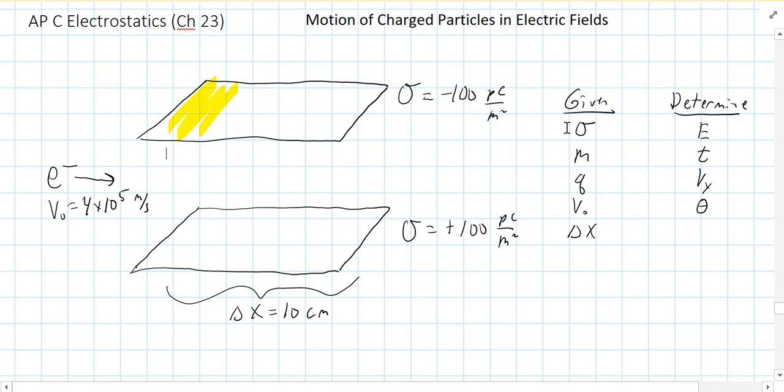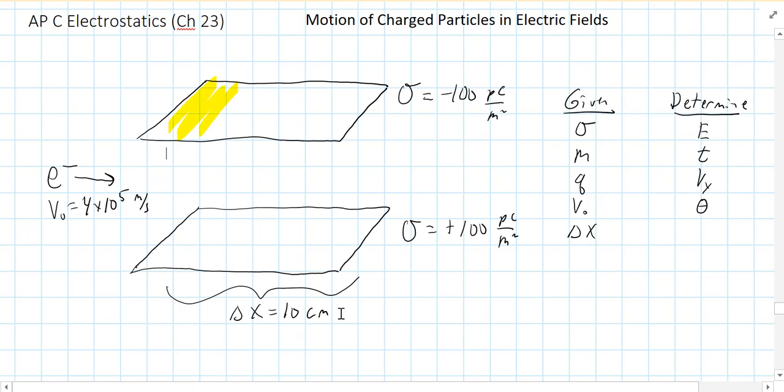The things you're given are those charge densities. You're going to have an electron, of which I'm going to know the mass. You can look that up, and I'll write it down for you in a little bit. We also know the charge of one electron is 1.6 times 10 to the negative 19th coulombs. I'm giving you the v naught of the electron, which is 4 times 10 to the 5th meters per second, and delta x, the length of the plane, which is 10 centimeters.